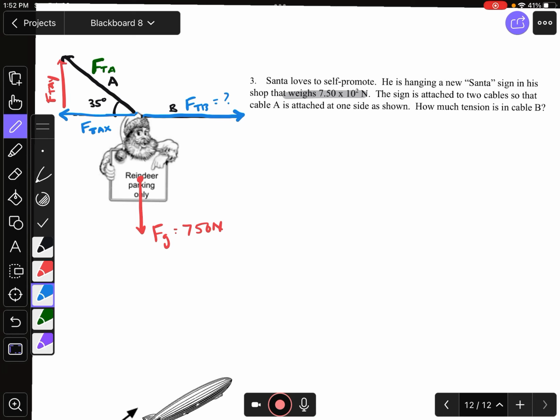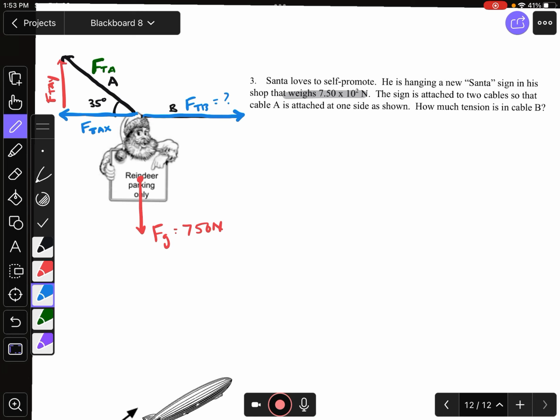Now, I'm just going to foreshadow the end of this aloud for you. I'm going to very loudly foreshadow that I know the answer to this problem is FTB will equal whatever FTAX equals. The problem is I don't know what FTAX is. I don't know what FTA is even. So I need to figure that out.